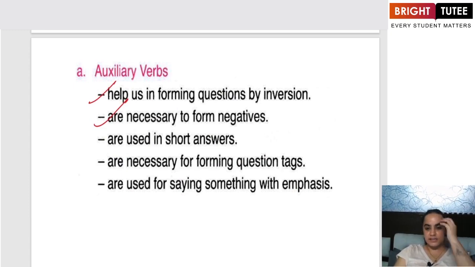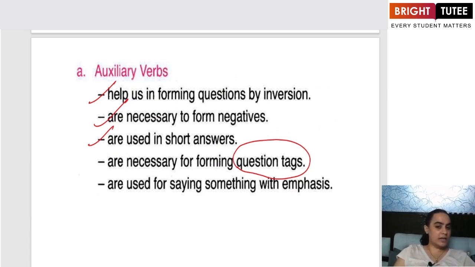Do, does, did. Okay. They are used when you have to give short answers. We use auxiliary verbs. They are very important when we talk about question tags. We have done the chapter on question tags, chapter number 3 of your book. So you know that question tags are framed using the auxiliaries only. And when you have to emphasize on something, I can do it.